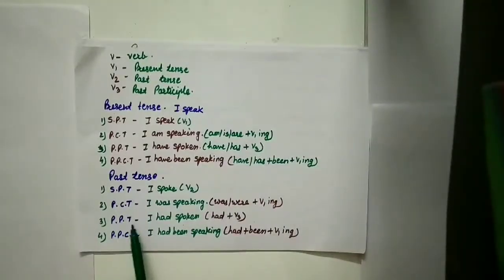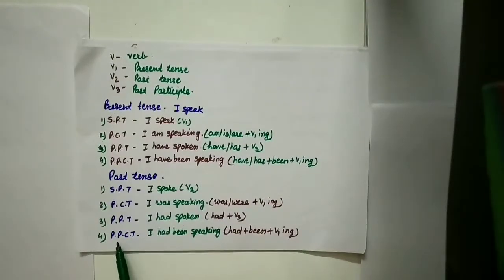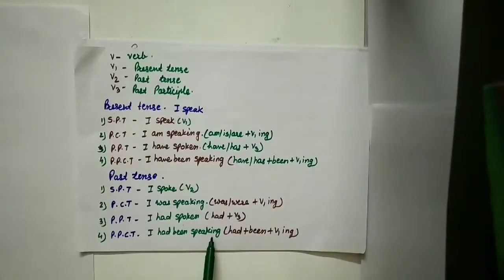Past perfect tense. I had spoken. Had plus V3, where V3 means the past participle of the verb. Then past perfect continuous tense. Here, I had been speaking. Had plus been plus V1 ing, where V1 ing means the verb is in the present tense plus ing.